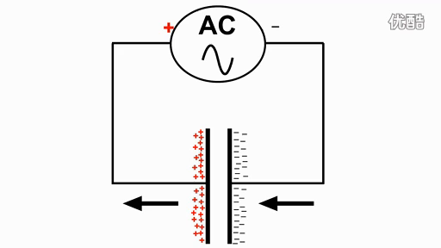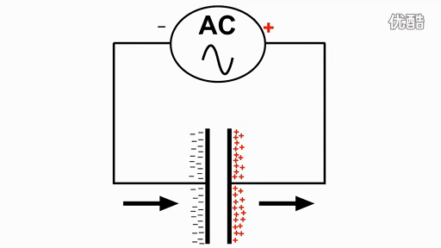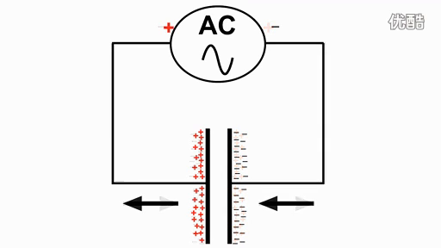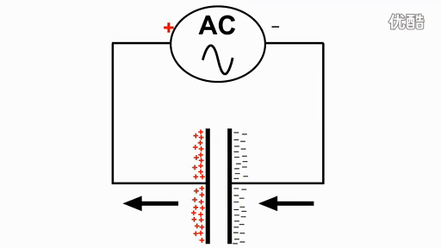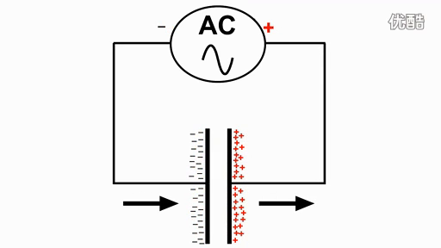Now here is a capacitor hooked up to an AC source, and when it's positive on the left, it'll charge the capacitor like this, and when it's positive on the right, it'll charge the capacitor this way. But notice, as this alternating current goes back and forth, the electrons, shown by the arrows, keep flipping back and forth.